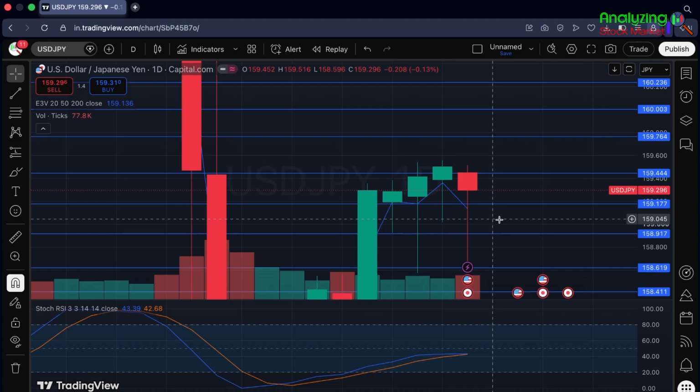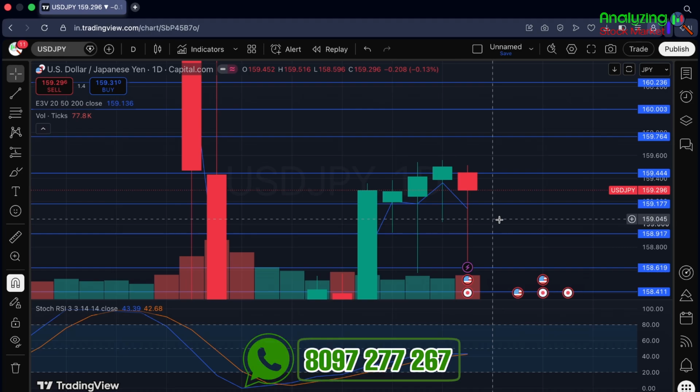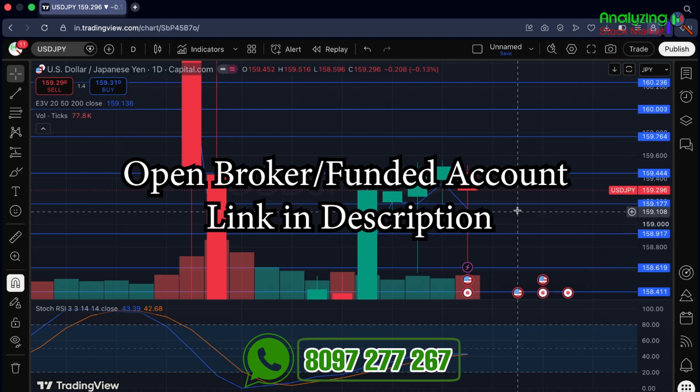This is a swing trading or positional trading move, so you can also trail your stop loss if you have already experienced this USD JPY market. Then you can also trade while trailing the stop loss. Overall, my expectation is a bit negative for this week.